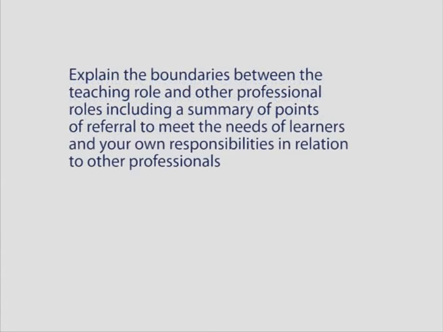The third part of Task A asks you to explain the boundaries between your role and other professional roles of other people and organisations in the lifelong learning sector. Here you should include a summary of who you might refer your learners to if you're not able to meet their specialist needs yourself. This can be individuals in your own organisation or the organisation you work for, or can be other agencies or professionals that you might need to work with.